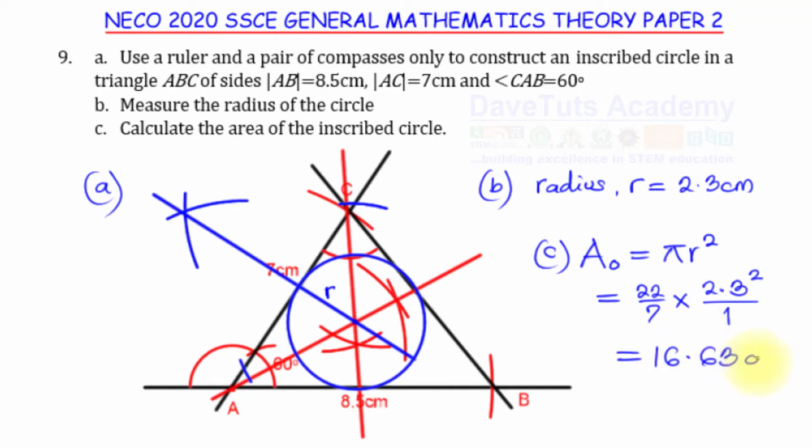So it is 16.63 centimeters squared. And you can see how our understanding of how to construct a triangle and how to construct an inscribed circle in that triangle had helped us to solve this question fully and totally, just like this.